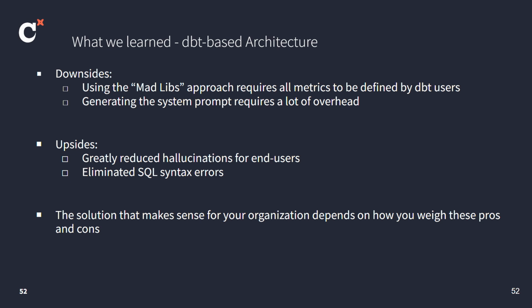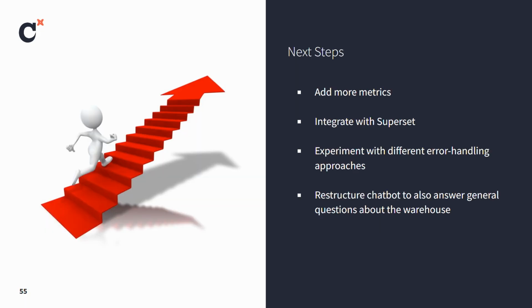So some upsides: hallucinations are basically almost non-existent for the end user. We also completely eliminated SQL syntax errors because we're ensured that what MetricFlow returns is valid SQL for our database. Essentially, the solution that makes sense for you, whether you want to use the RAG approach of loading your whole data catalog or this Mad Libs approach, really just depends on how you weigh these pros and cons.